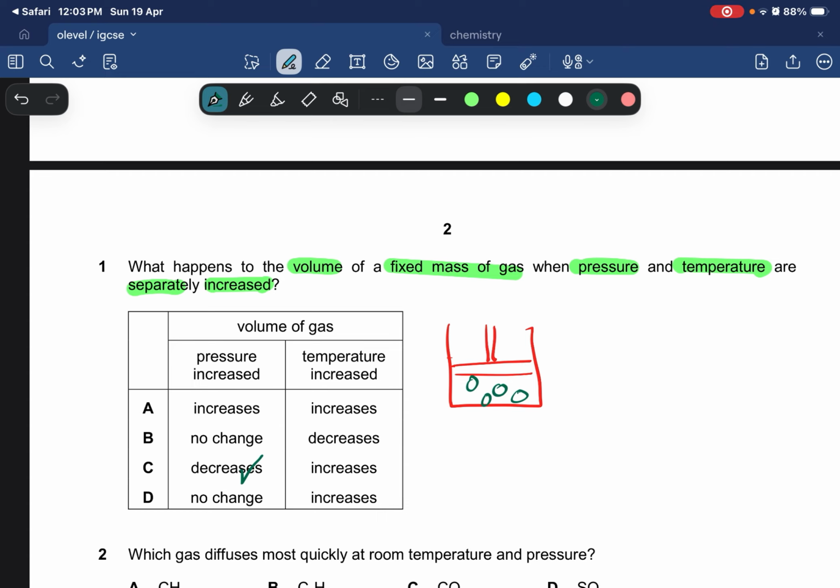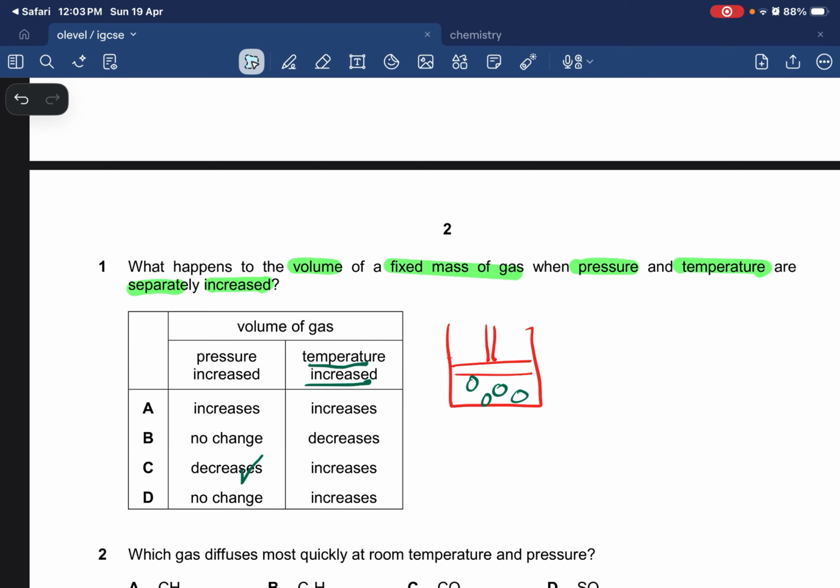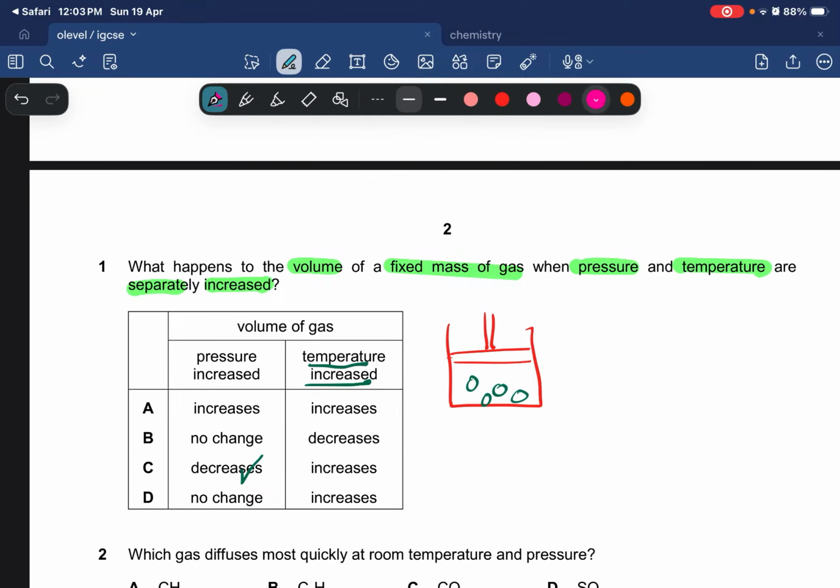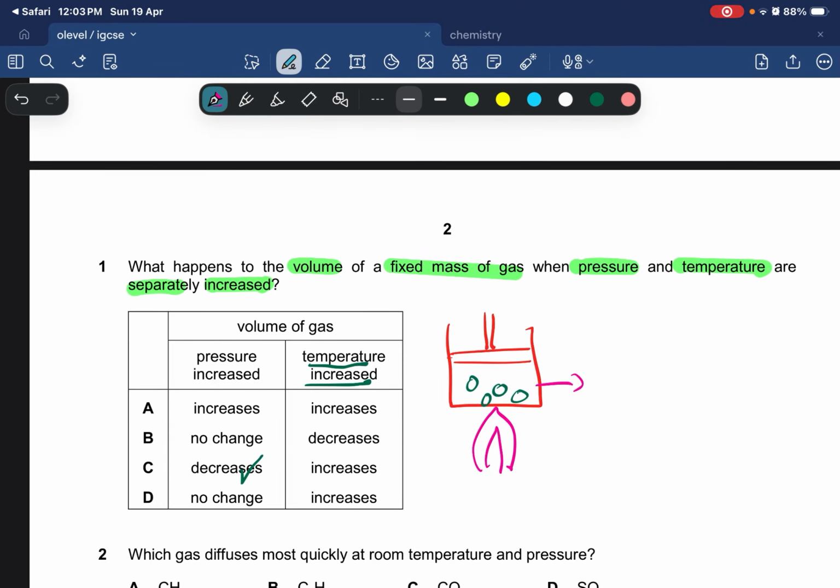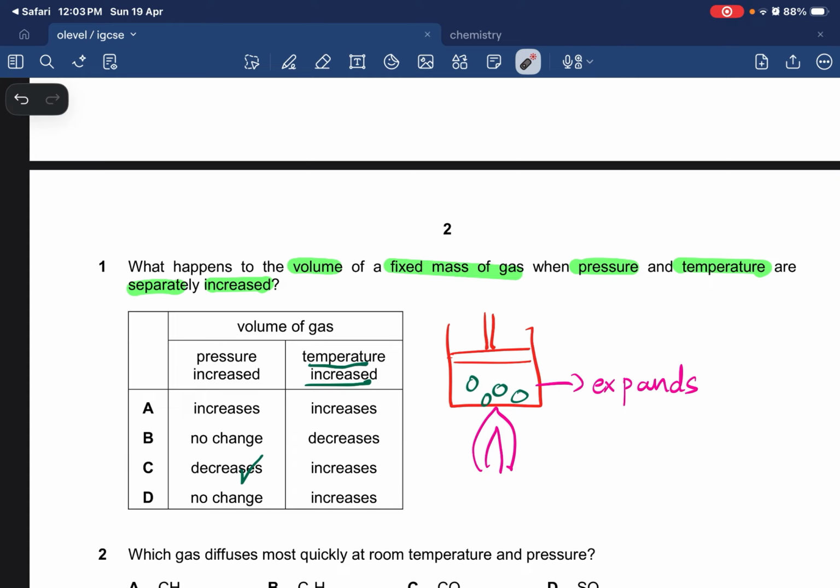Okay? Understood? Temperature increased. So now this is again my volume. Now what do I do? I heat it from below, and I'm providing it heat. Now what's going to happen? The gas is going to expand. When we heat things, the gas expands. Why does it expand? Because the intermolecular forces between the particles are broken. And if the forces are broken, what's going to happen? Particles are going to move far away from each other, and the kinetic energy of the particles increases. So they're going to vibrate faster and faster and move away from each other.